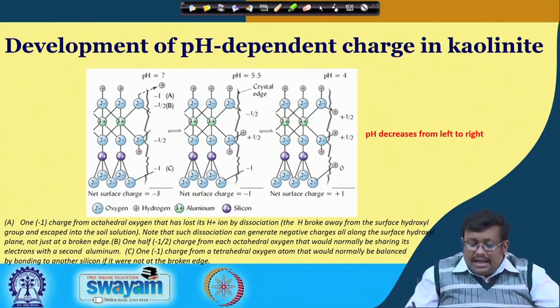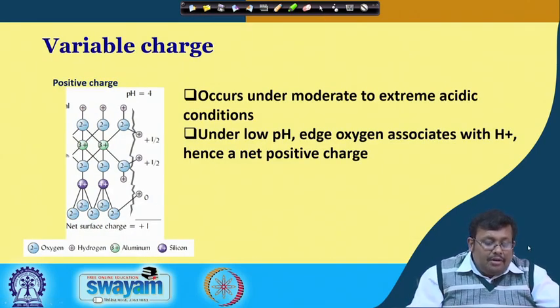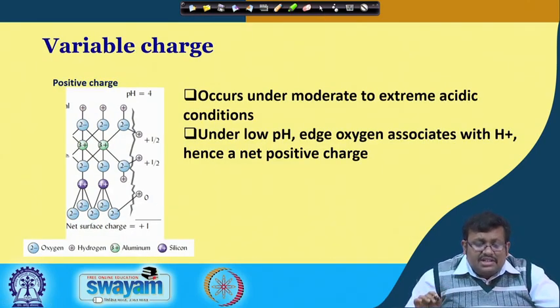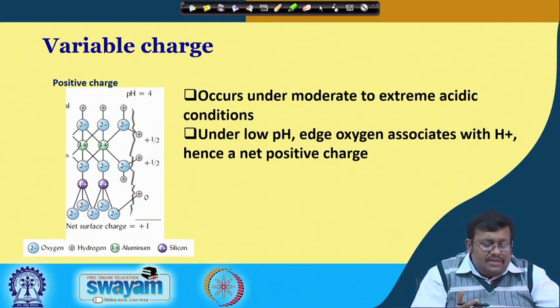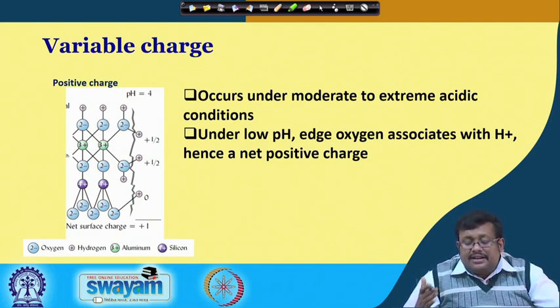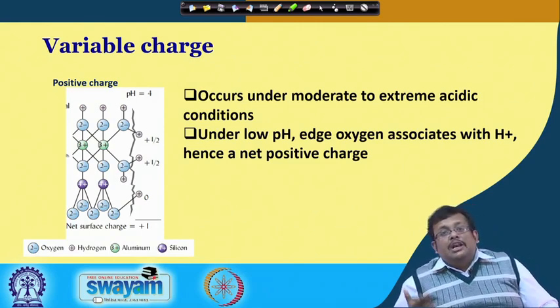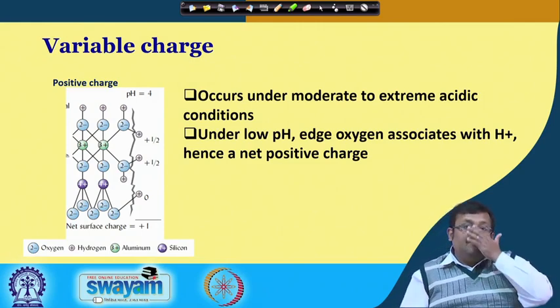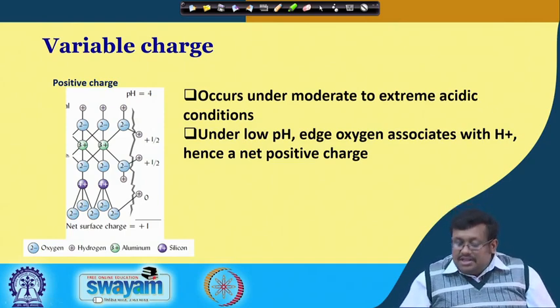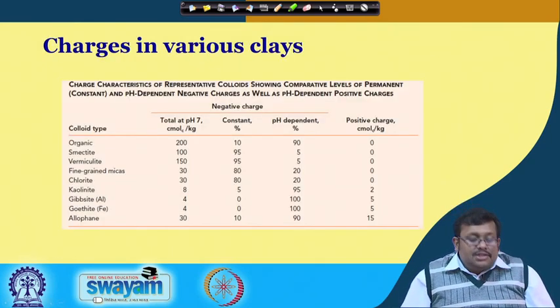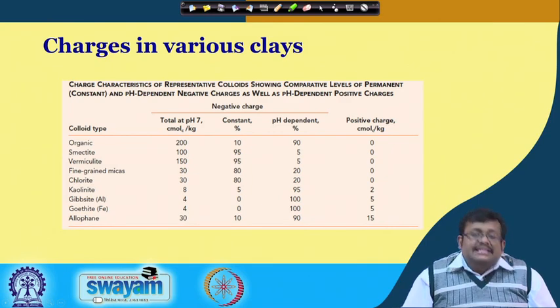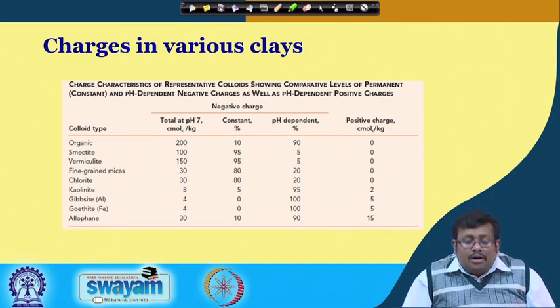So, let us go and see variable charge. Okay, we have discussed the negative charge. This positive charge occurs under moderate to extreme acidic condition, and under low pH, oxygen associates with H plus, hence a net positive charge. I have already told you that. So, let us see that these are charge characteristics of representative colloids showing comparative levels of permanent and pH dependent negative charge.